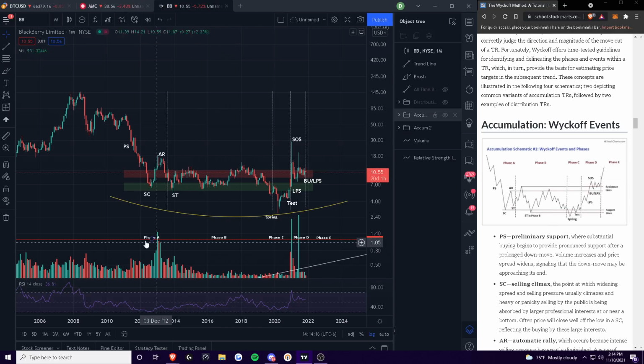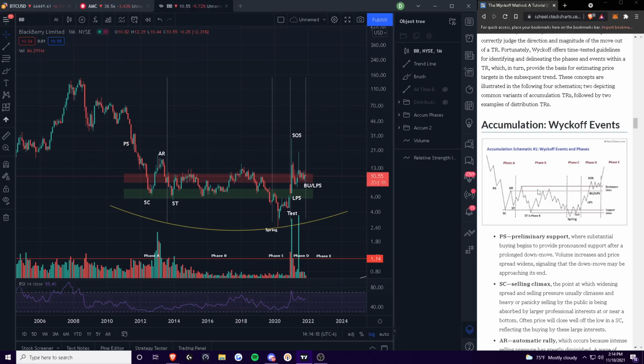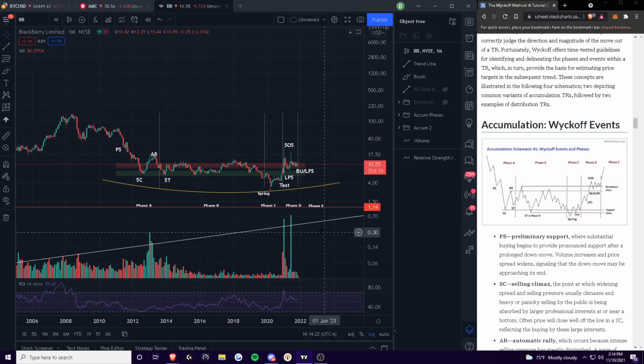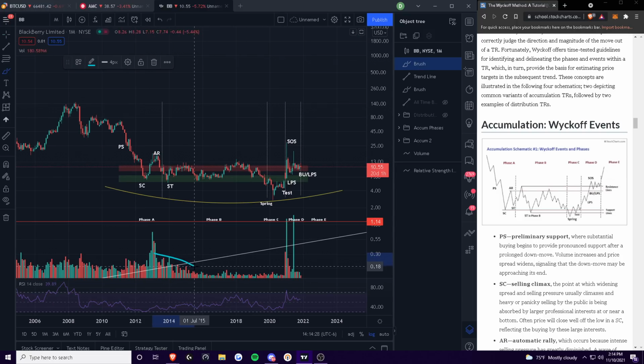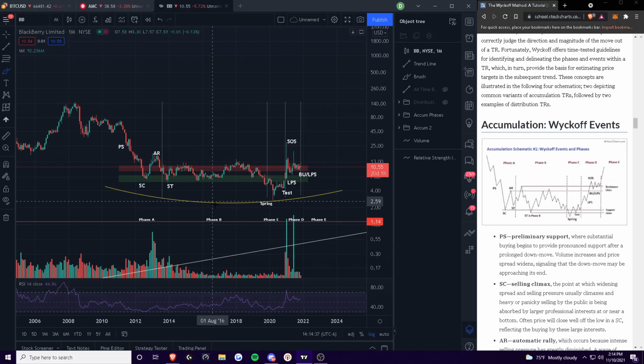And on the end of an accumulation, what you see typically is a markup phase, especially if you have the buying support here, right? Because again, remember, retail was getting shaken out here. Nobody cares about Blackberry. Right now, if you talk about Blackberry to somebody and you don't talk about it in the context of meme stocks, they go, why would you talk about Blackberry? That's the point, right?